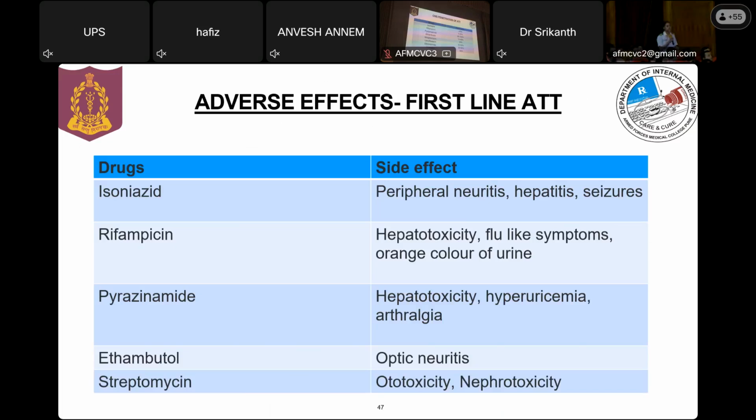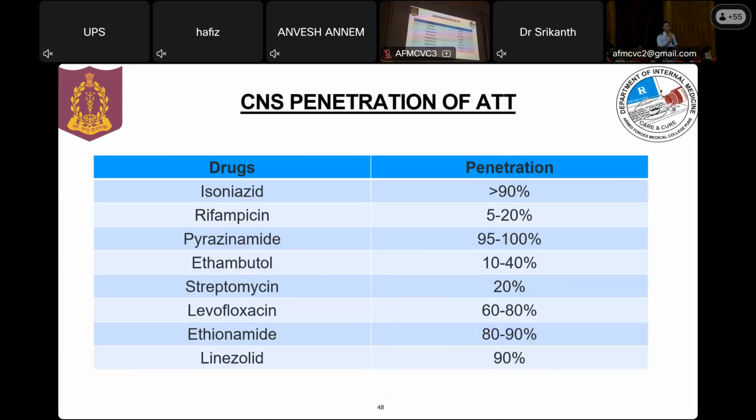20%. So why then, in spite of this less penetration, why in CNS tuberculosis, neurologist or even most of us, we are using this regime? What is the answer for this? So this is the homework for you, okay? Okay. So this is the CNS penetration. So here you see pyrazinamide is with 95 to 100% of the penetration. It is not isoniazid. Next.